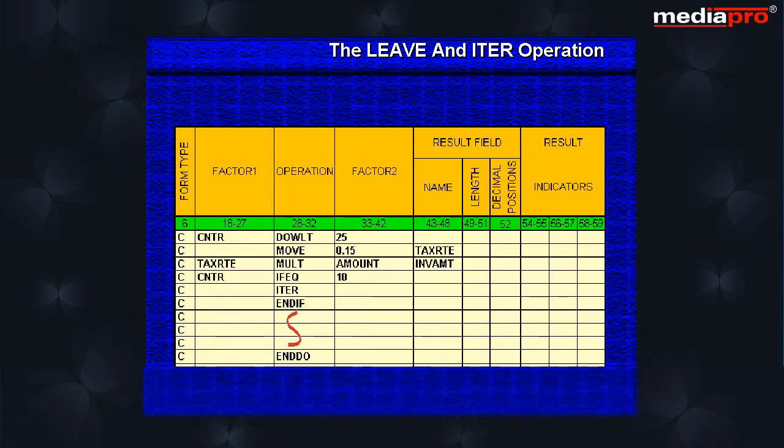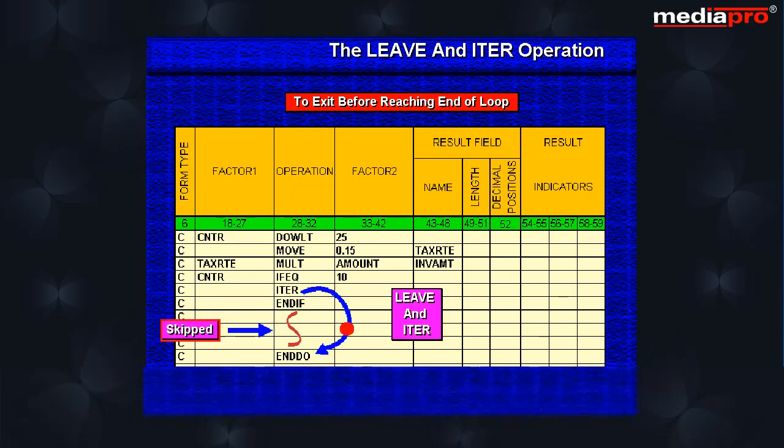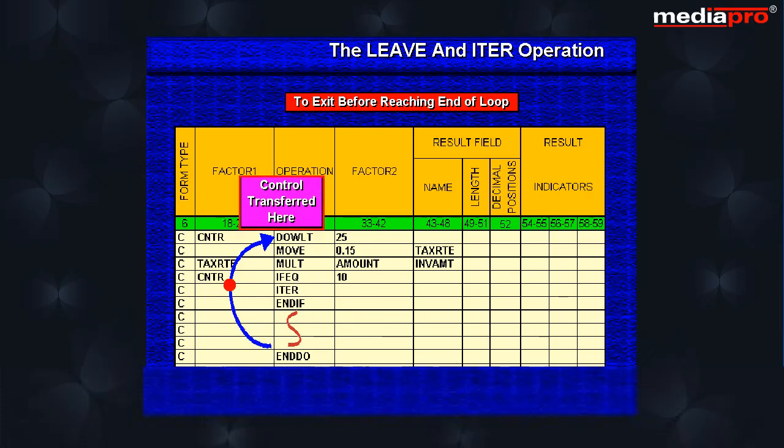Next, we see two operations that provide flexibility of exiting from a loop before reaching the end of the looping cycle. They are leave and ITER. When you want to skip some of the instructions in a loop and begin the next cycle, you can use the ITER operation. It causes the remaining statements in the loop to be skipped and control passes to the beginning of the loop to begin with the next iteration.